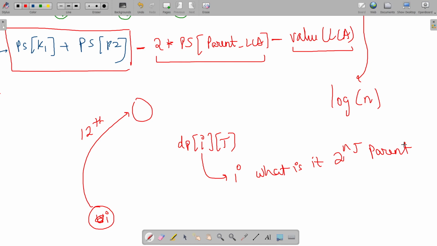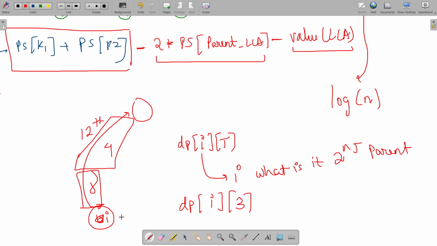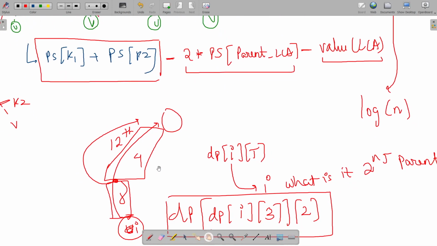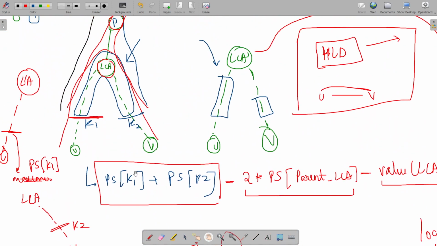Okay. And if we are able to compute something like this, then what we can do is divide this path of 12 into powers of 2. So 8 plus 4, something like this. So we would try to find dp of i comma 3, which is the 2 to the power third parent, and whatever that node is, then from there we have to move 4 places up, which is 2 to the power 2. So we would do dp of this thing and 2. Okay, something like this. Now we will apply the same binary lifting idea to find these things.